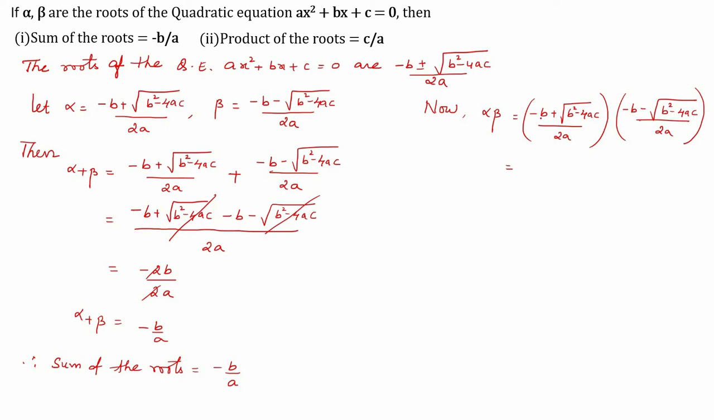So the numerator is in the form of a plus b into a minus b. So we can consider the formula a plus b into a minus b, which is nothing but a square minus b square. Let us use this identity. So minus b plus root b square minus 4ac and minus b minus root b square minus 4ac. The numerator is in the form of a plus b into a minus b, so we can write a square minus b square.